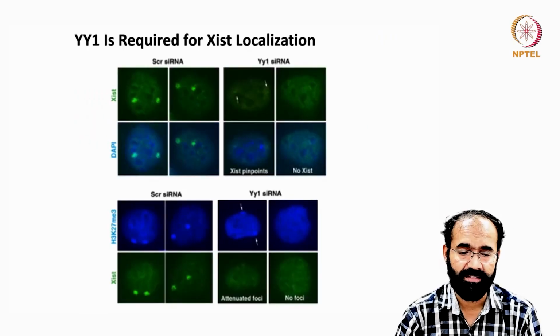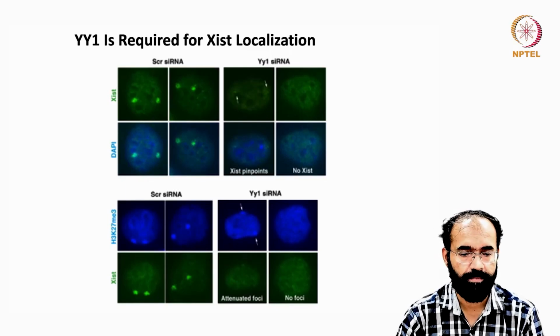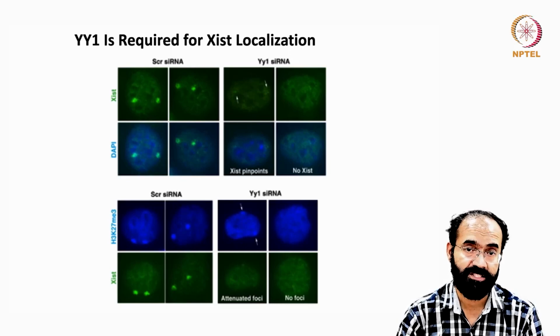So how can we prove it? YY1 is required for Xist localization. We can see Xist expression in green color. This is RNA in situ hybridization, and you also have a control. This is scrambled siRNA in this whole set. And here you have YY1 specific siRNA.